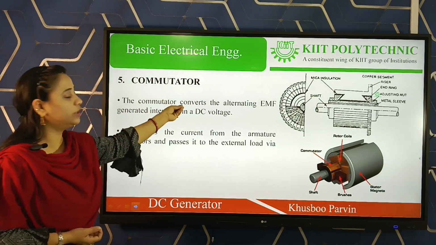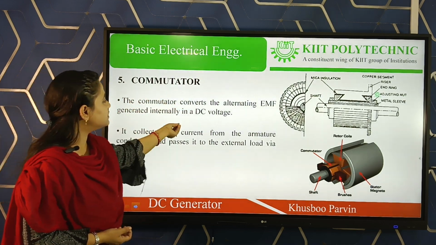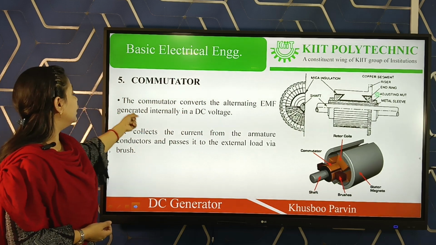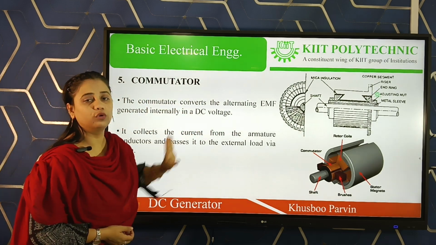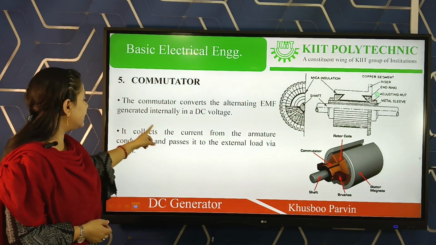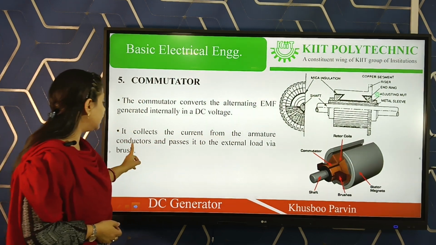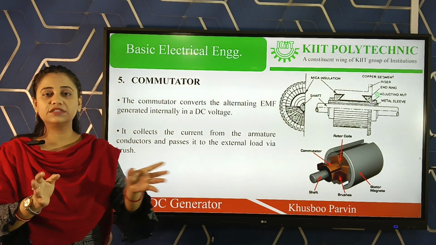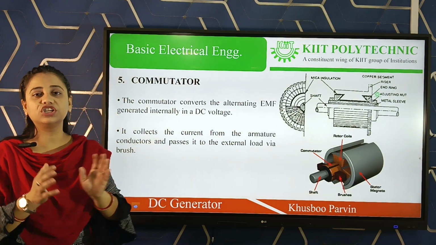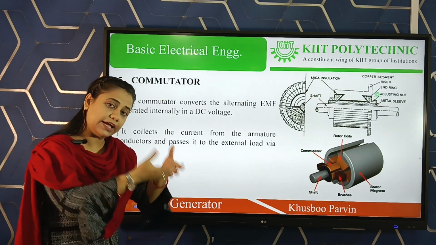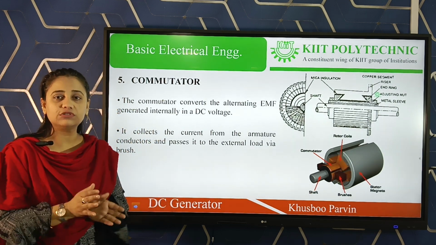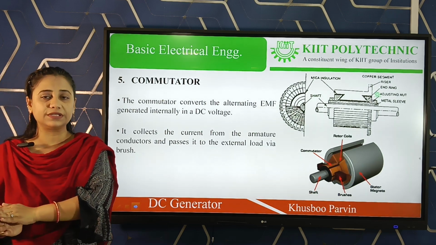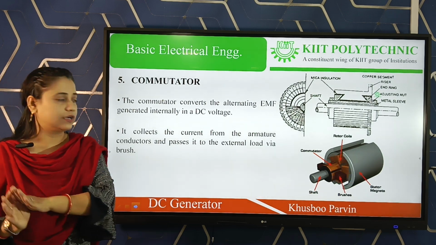So what does the commutator do? The commutator converts the alternating EMF which is produced into DC voltage. It collects the current from the armature conductor and passes it to the external load via brush. So what is the function of the brush here? The function of the brush is to collect the current from the commutator and to supply it to the external load. This is the main function of the brushes, and it is made up of carbon.